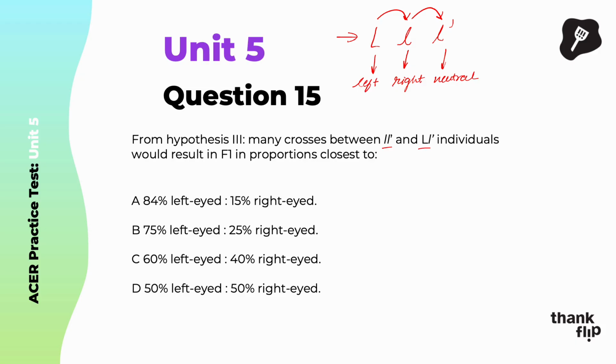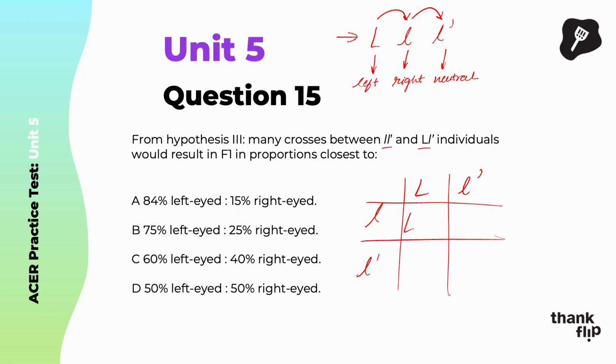So flipping a coin 3 times, you're not guaranteed to get a 50-50 split, but flipping a coin 1,000 times, you're closer to that 50-50 proportion, right? So that's why it says many crosses. And so let's do this cross. So we have capital L and l with an apostrophe. Then we have these two.